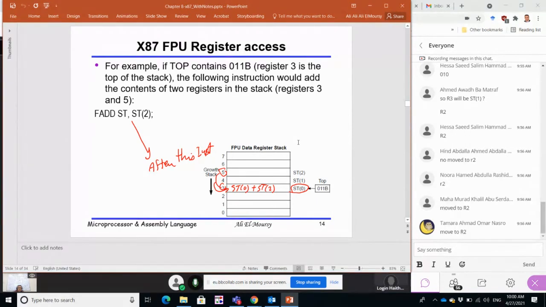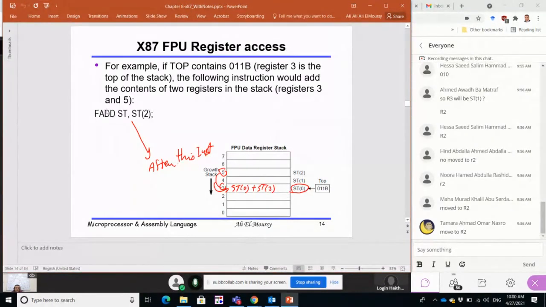If I am using the conventional way of stack addressing for floating point, I'm doing the F add between ST and ST2. ST, as we mentioned, is by default ST0. So the floating point unit will go and check the top of the stack. We will find the top of the stack is at register FR3. Okay, ST0 is pointing here.